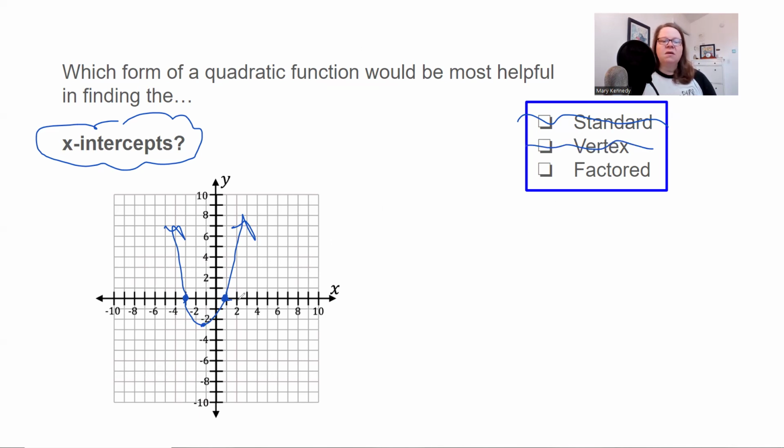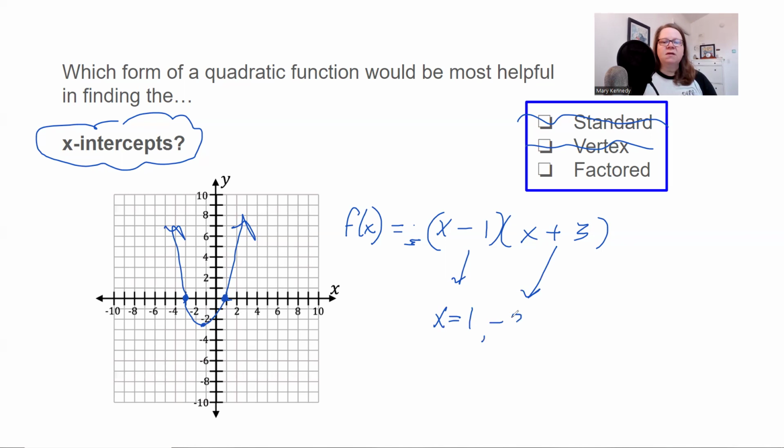Let's think about why. Factored form in this case would be something like x minus 1 times x plus 3. And it could have a number here like 2 or a fraction or something like that. We won't go into that right now. That part's not important. But factored form is going to show me right away, oh, it's the opposite of that. The x-intercepts are 1, and the opposite of this would be a -3.